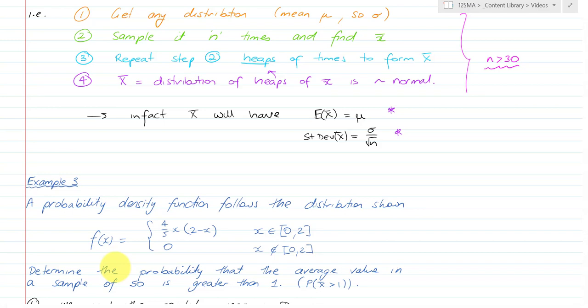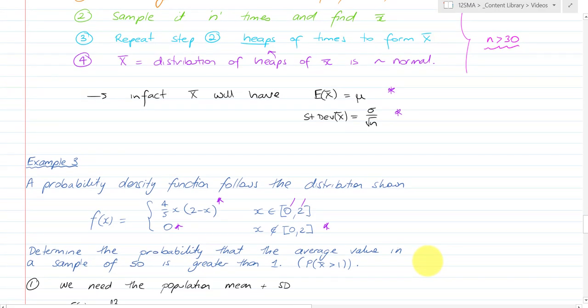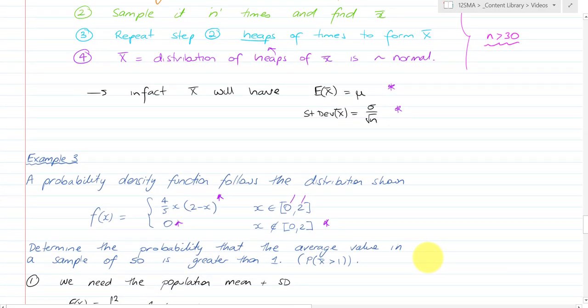If you wanted to test if this works, you just have to check that the area between 0 and 2 of this function was equal to 1, because the area has to be 1 under a probability distribution, and anywhere below 0 or above 2 on the x-axis has a probability of 0, so all the action is between 0 and 2. Determine the probability that the average value in a sample of 50 is greater than 1. That's what the question is asking.